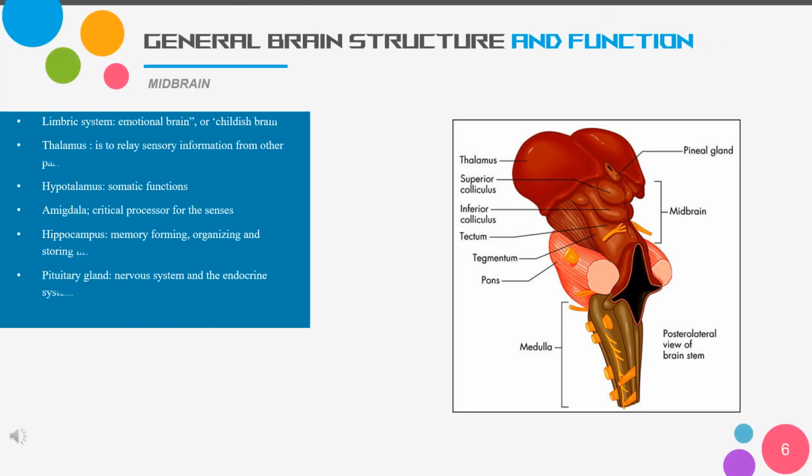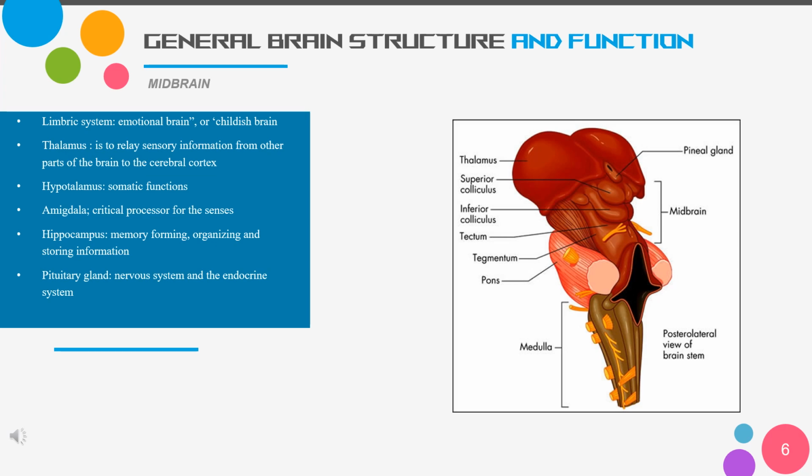The midbrain. The midbrain is the smallest region of the brain and is located most centrally within the cranial cavity. Midbrain consists of limbic system, thalamus, hypothalamus, amygdala, hippocampus, and pituitary gland. You can see the illustration of the midbrain in the slide. Let's discuss one by one.